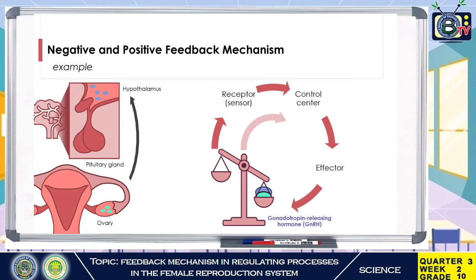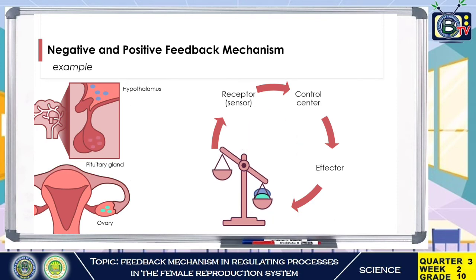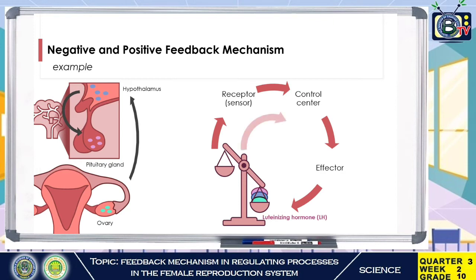The GnRH will work with the anterior pituitary to stimulate the release of more amounts of LH into the blood. This is another example of positive feedback. Now, LH can also go ahead and stimulate the release of even more estrogen. Again, a positive feedback. Now, let us review the cycle.